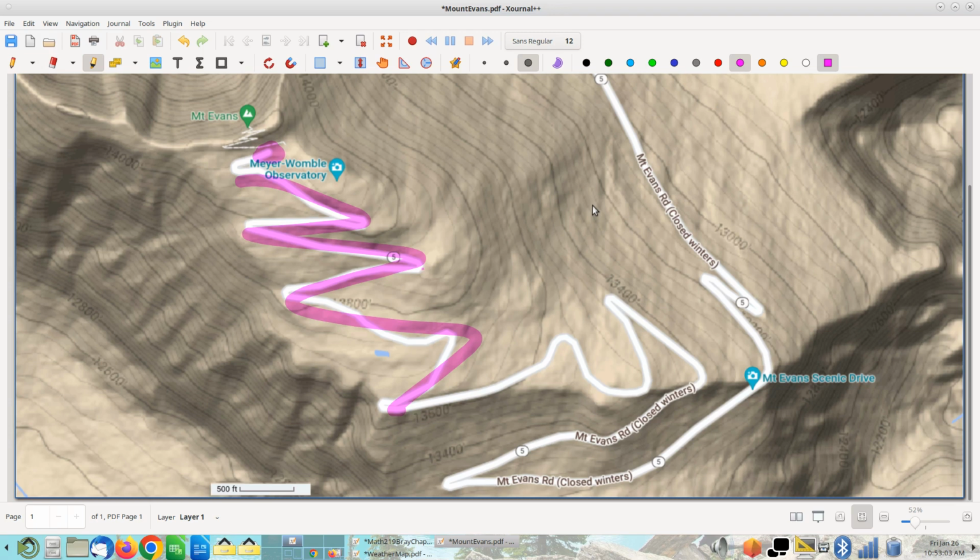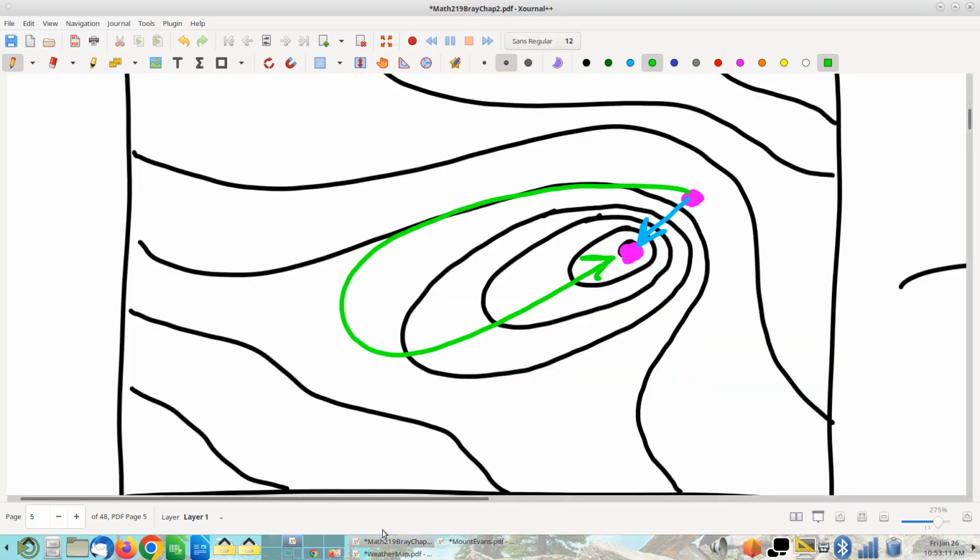All right. So again, the contour map is very helpful in helping us see that in action. All righty then.